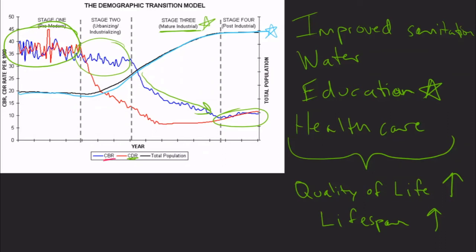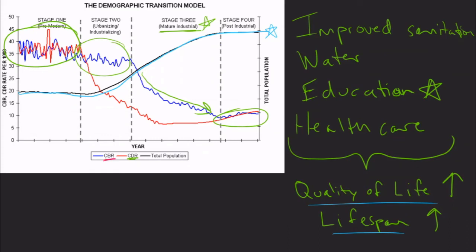As you look at maybe some European countries, there's just not a lot of land. There's just not a lot of extra space available, and so people just tend not to have as many children. They're more comfortable. They have a higher quality of life. They have a pretty long lifespan, and so they just don't have as many children. Again, the focus is a bit different.